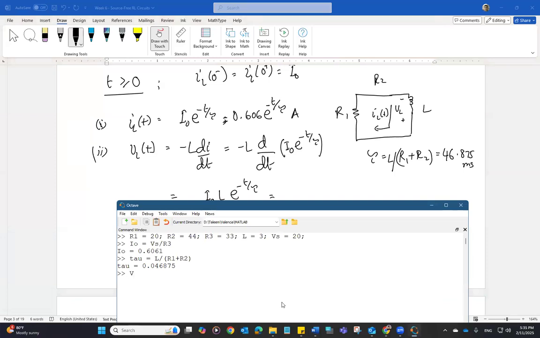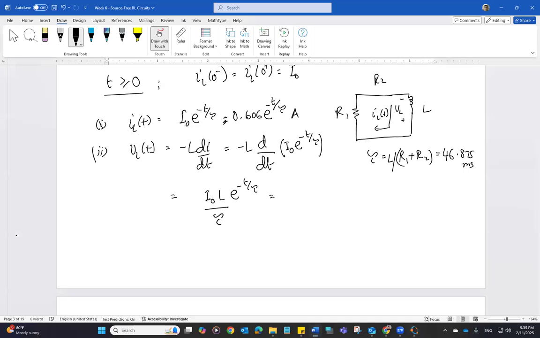So the voltage expression is going to be V equals I naught times L divided by tau, which is 37.78 e to the power negative t over tau volts. That's going to be the voltage expression. So this is the current expression, and this is the voltage expression.